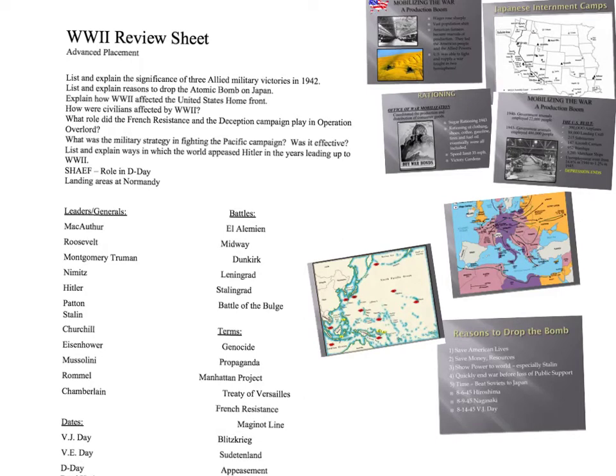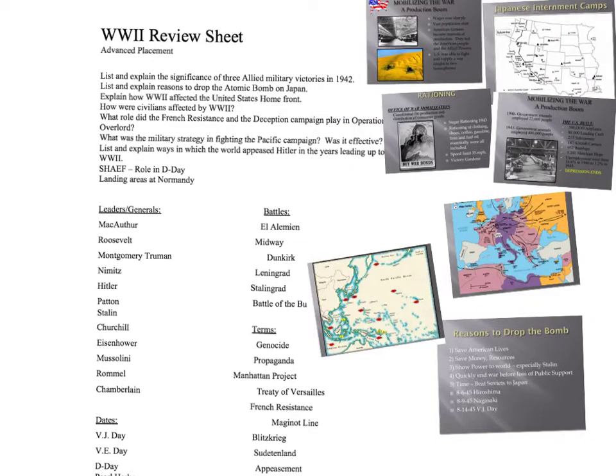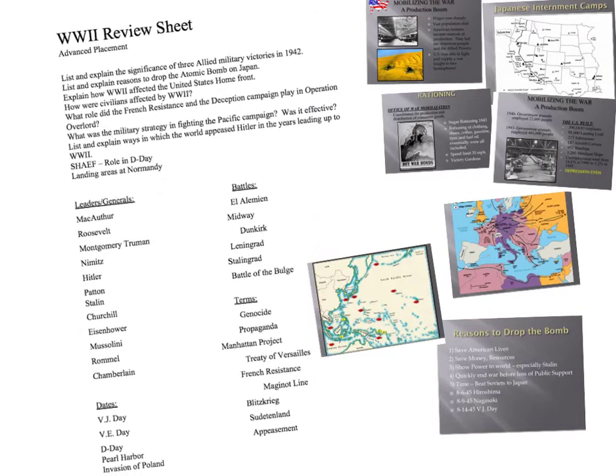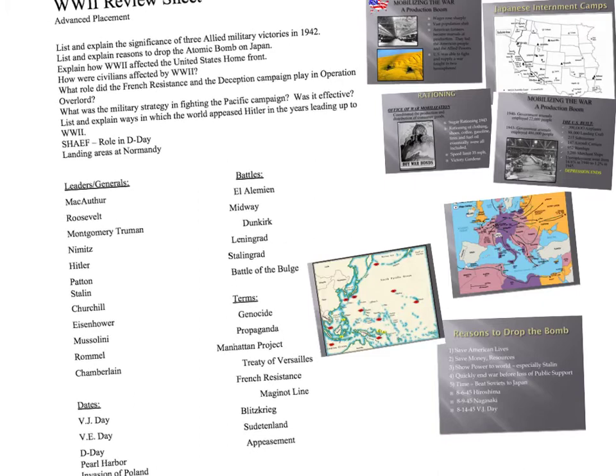This is the review sheet for World War II. The way in which we appeased Hitler. Think about the events leading up to the war. Think about the Treaty of Versailles, and when Hitler would violate the treaty time after time after time, and the world appeased Hitler. Think about those steps leading up to that. Refer to your PowerPoint and notes for that.